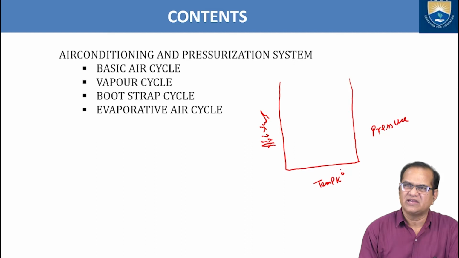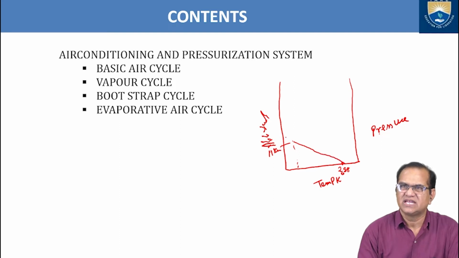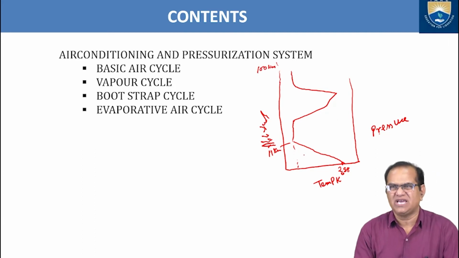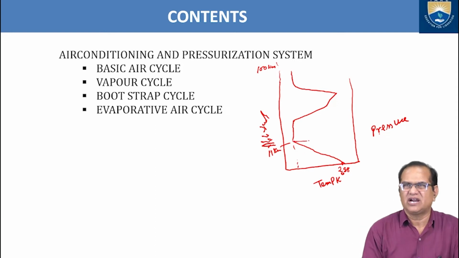So I am drawing here approximately, this is 288 Kelvin, and here approximately this is the 11 kilometer. So up to 11 kilometer it is like this, then it goes like this, like this. This is the 100 kilometer here. So up to 11 kilometer, this is called the troposphere.